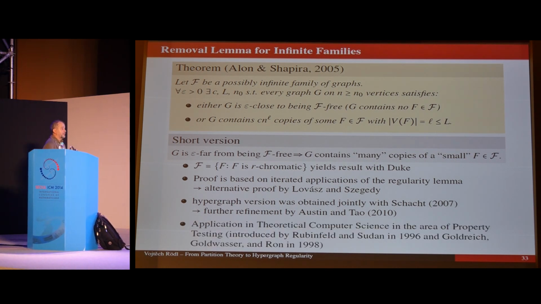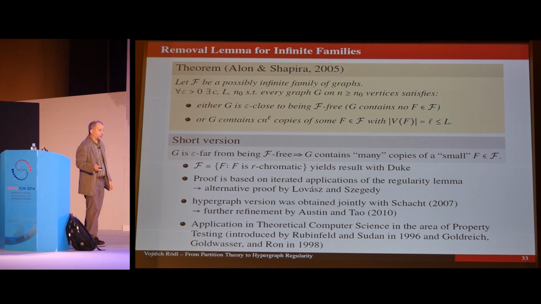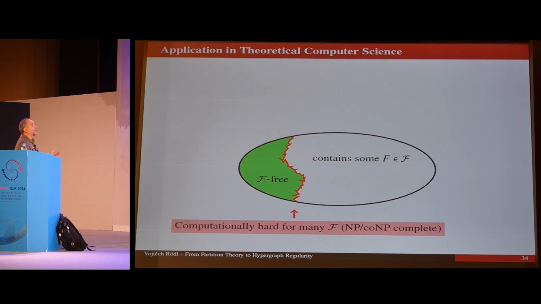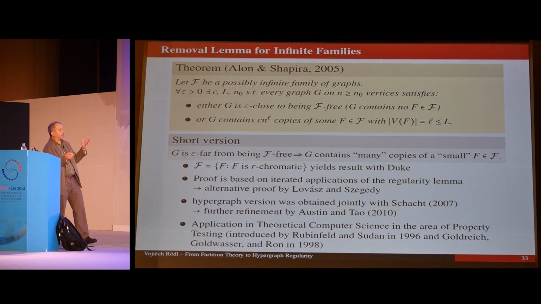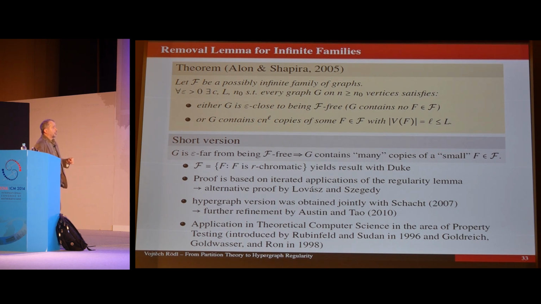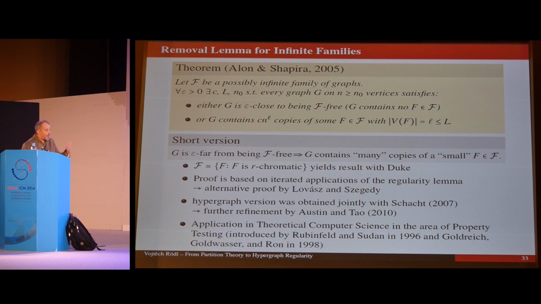These results have application in theoretical computer science in the area of property testing. And in the next few slides, I will briefly say how. So I will now talk about the application of this statement. Sorry, I'm going back and forth. So we should remember that if G is epsilon far from being F-free, it implies that G contains many copies of some small f in script F. So this is what we should work with from this slide.